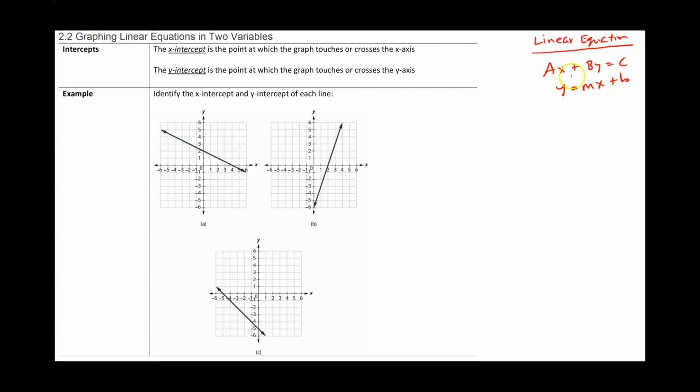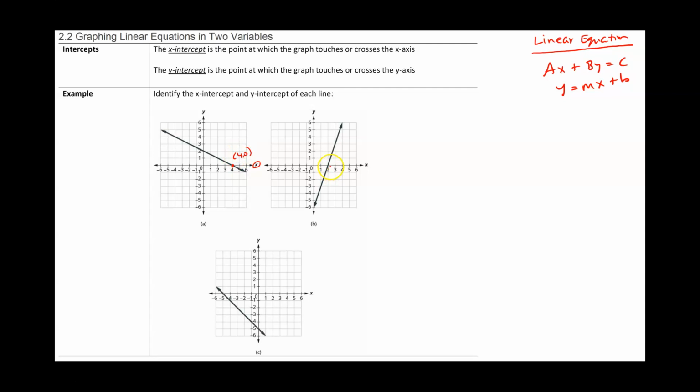So anytime you see an equation in this format, we know it is going to be a linear equation. Now, the x-intercept is a point at which the graph touches or crosses the x-axis. So the x-axis is the horizontal axis. Now, if we follow this line, it's going to cross the x-axis right here. And this point is 4, 0.